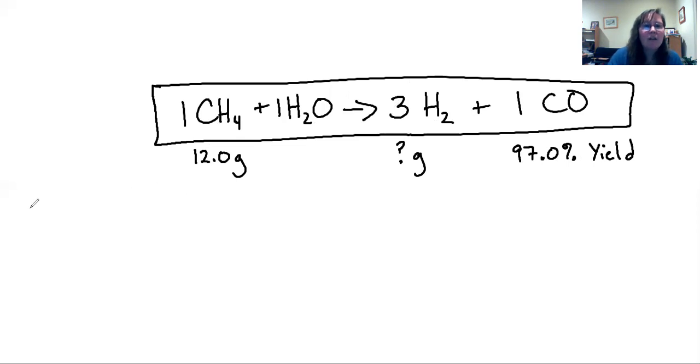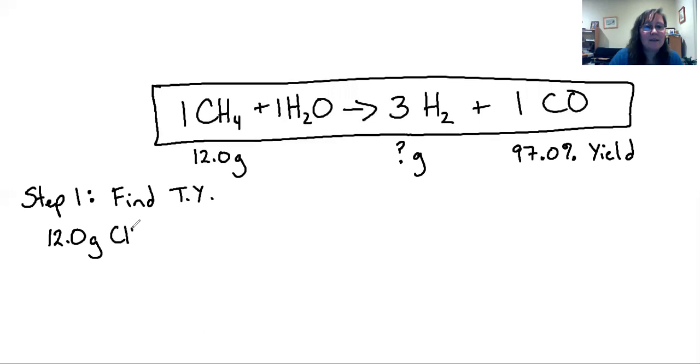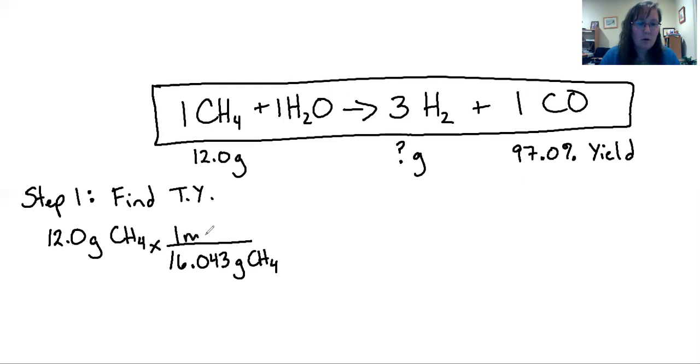Step 1 in this case is to find our theoretical yield, and we do that with stoichiometry. So we start here with 12 grams of CH4. Now remember that the next thing we need is the molar mass of methane. So I grab my periodic table and I say 4 times 1.008 plus 12.011, and I have 16.043 grams of CH4 per mole.